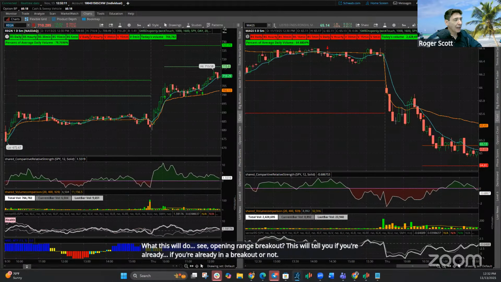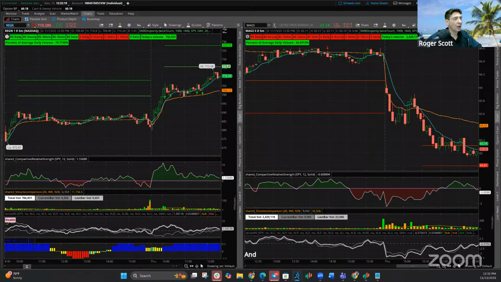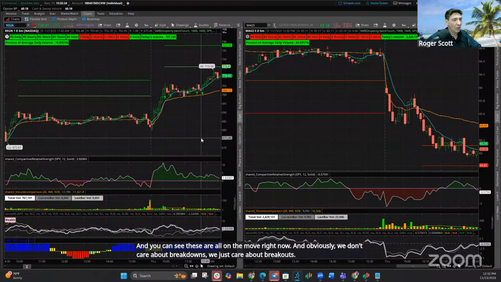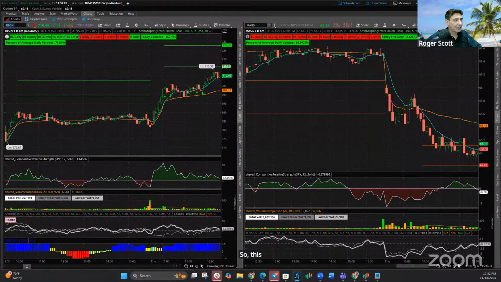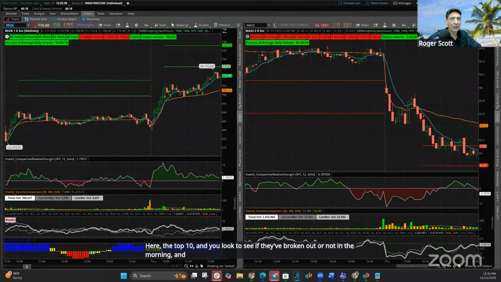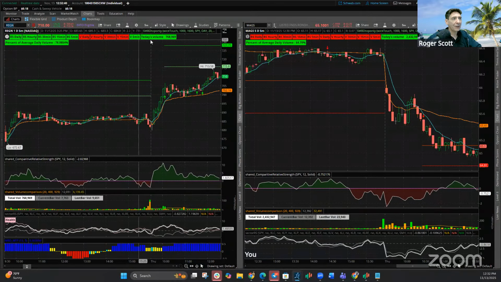So that way, if you're still in range, you can still look at those stocks. But if you're in breakout, that means the stock is already on the move. And you can see these are all on the move right now. And obviously, we don't care about breakdowns. We just care about breakouts. So the question is, do I have to look at 500 stocks all day? No. You just look at these top 10 here, and you look to see if they've broken out or not in the morning. And if it gets a green light, you just come here and you start pouncing.